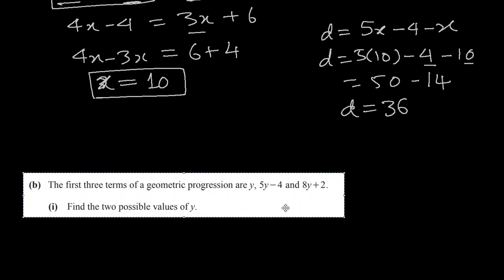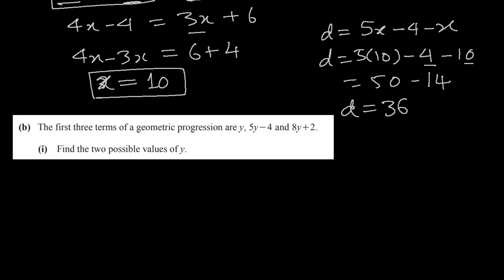B part, similar situation as A part. The first 3 terms are these. Find the 2 possible values of y. They are not asking for the common ratio, but the common ratio is the one which will help us to find our y. How? Common ratio r is the second term divided by the first term, or the third term divided by the second term.